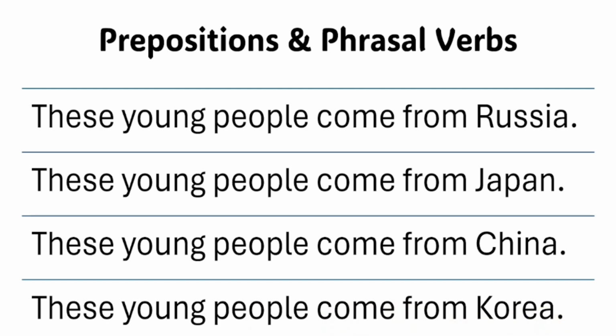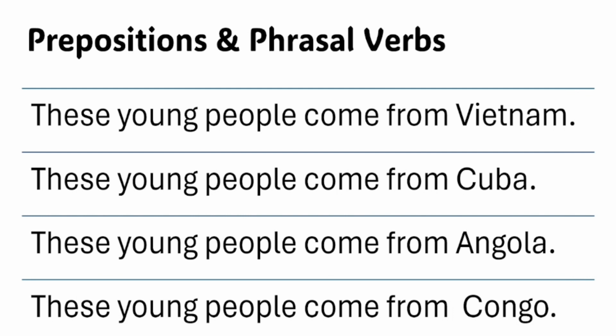Okay? Come here. So if you take a look here, we have a preposition and the phrasal verb. Okay? So these young people come from Vietnam. These young people come from Cuba. These young people come from Angola. These young people come from Congo.